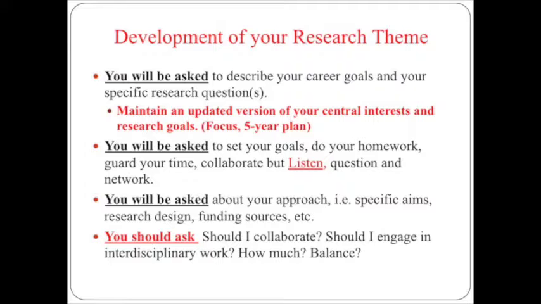Collaborate but listen. It gets back to this thing about collaborators. What are they after? What are you after? Question and network. Very important. About your approach, specific aims, research design, funding sources, and everything else. This all goes with stuff that was discussed in the first talk this afternoon. You should ask, for example, should I collaborate? Should I engage in interdisciplinary work? How much? What's the balance? You ask this question. These are asked of you.